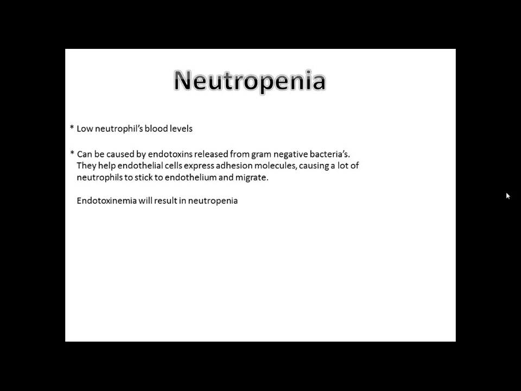So basically, this is like a more elaborate process of migration due to overexpressed adhesion molecules on the endothelial cells. So adhesion molecules means e-selectins, p-selectins, and maybe ICAM and VCAM. If you remember correctly, VCAM is vascular cell adhesion molecule, and ICAM is intercellular adhesion molecule, and basically it will help more neutrophils to migrate, resulting in neutropenia, decreased white blood cells, or decreased neutrophil count in the blood, as a result of endotoxemia.